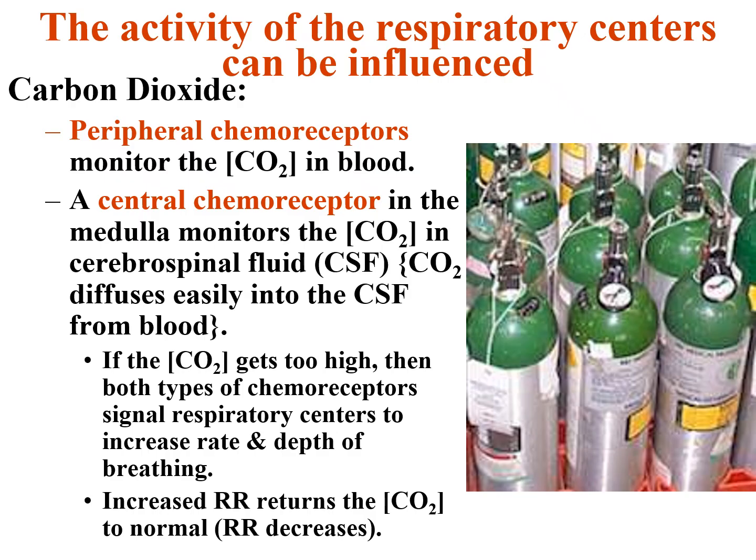So what happens is, if the carbon dioxide concentration gets too high, both types of these chemoreceptors will shoot a signal, or a feedback loop, to those respiratory centers to, once again, increase the rate and the depth of respiration. You want to blow off all this excess carbon dioxide, so you are hyperventilating. This increased respiratory rate returns the carbon dioxide concentration back to normal. And then once that happens, your respiratory rate begins to decrease.